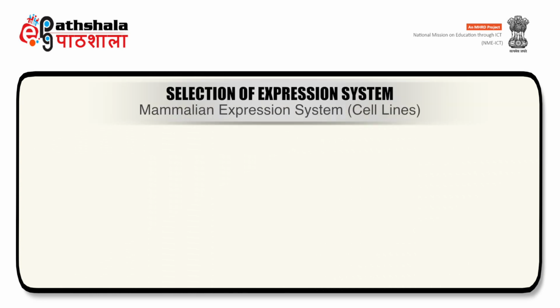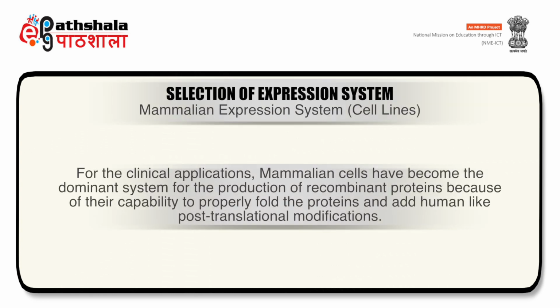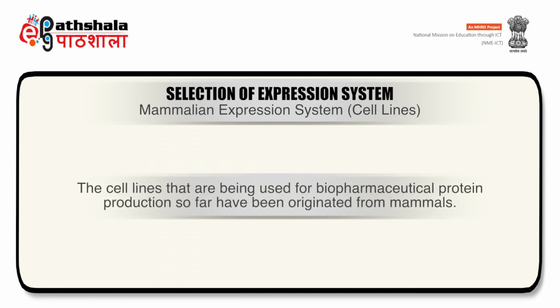The next system is the mammalian expression system, or the cell lines. For clinical applications, mammalian cells have become the dominant system for the production of recombinant proteins because of their capability to properly fold the proteins and add human-like post-translational modifications. The cell lines being used for biopharmaceutical protein production so far have originated from mammals.